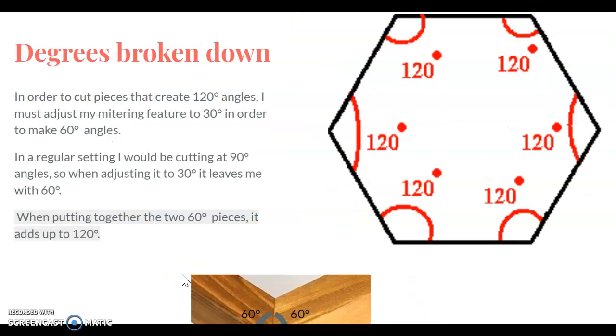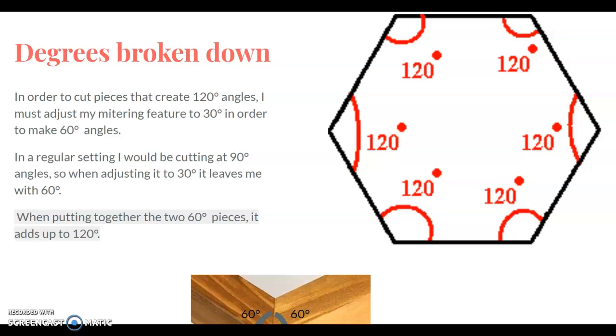To break down degrees when making a hexagonal shelf, in order to cut pieces that create 120 degrees on each side, I must adjust my mitering feature to 30 degrees in order to make 60-degree angles. In a regular setting, I would just be cutting at 90 degrees, and that would just make a straight plank. So when adjusting it to 30 degrees, it leaves me with a 60-degree slant.